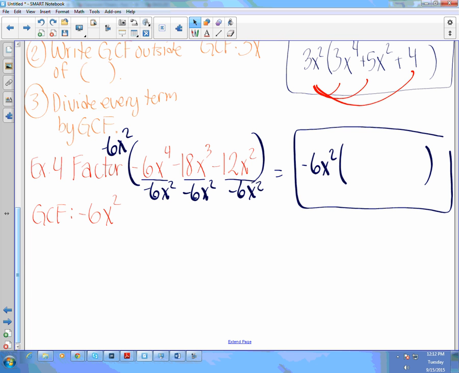Yeah, just run right there. So right there. Negative 6x squared. So we're going to write it negative 6x squared. Okay, so right out here, negative 6x squared, parentheses. Okay, what's negative 6 divided by negative 6? 1. So we're going to write that. X to the 4th, we take off 2 x's. So it'll just be 1x squared, exactly.